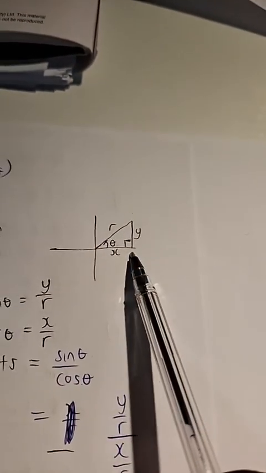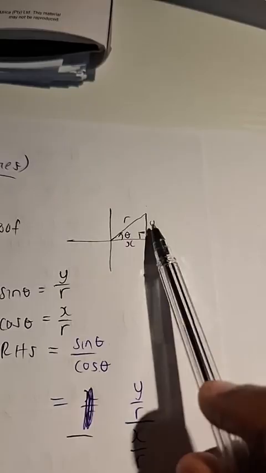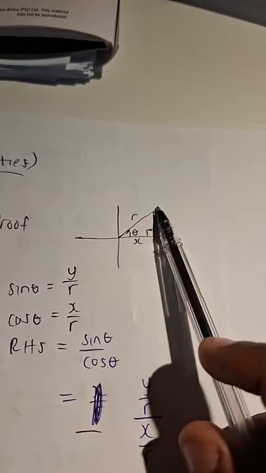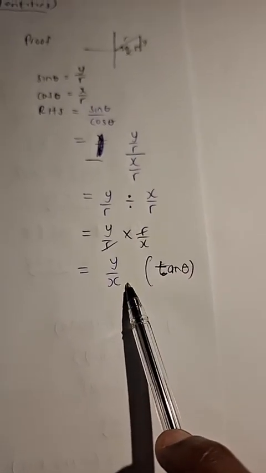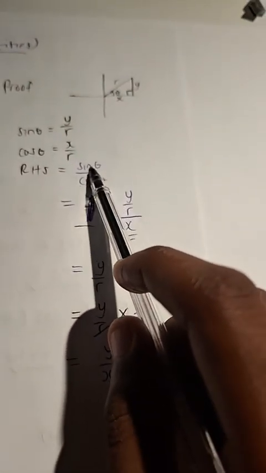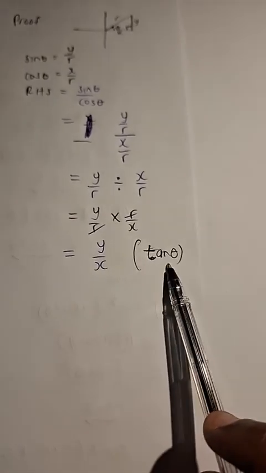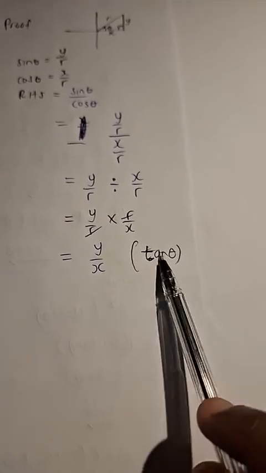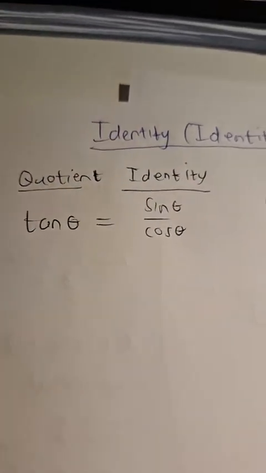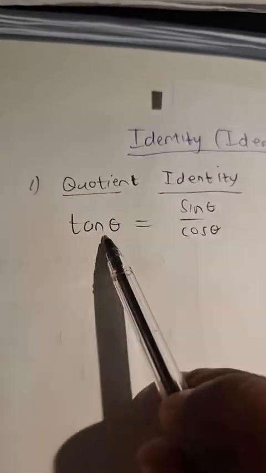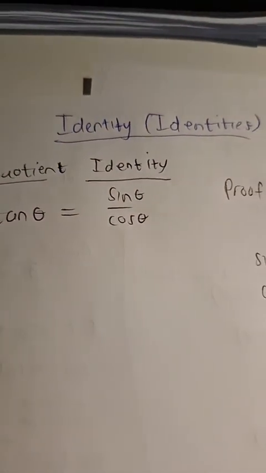We use a right angle triangle in the first quadrant where x is our adjacent side, y is our opposite side, and r is our hypotenuse. We prove that indeed the division between sine theta and cos theta is literally y over x, which is tan theta. So it makes sense why we say tan theta is equal to sine theta over cos theta. It has grounds. This thing is true. It is true. It is the truth.